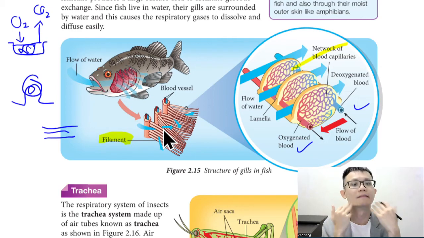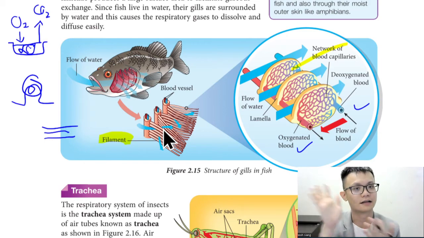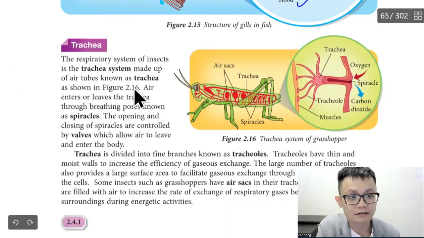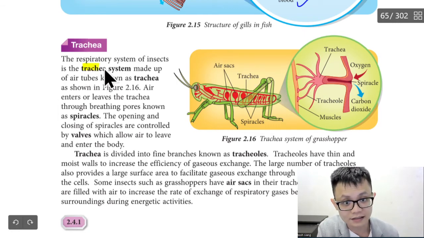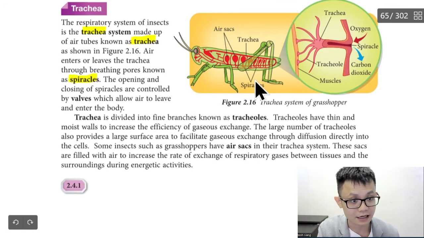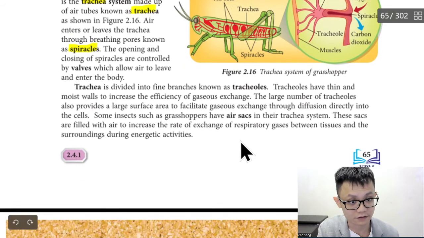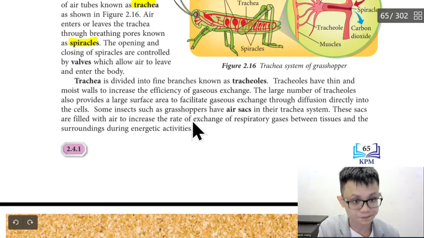You don't see the liquid? The liquid is our water, the water is here already. The trachea is also the same thing. Insects have a trachea, they have air sacs, a trachea system. And the trachea has pores known as spiracles, controlled by a valve. And this is how the grasshopper breathes. Okay, so this one you can read by yourself.